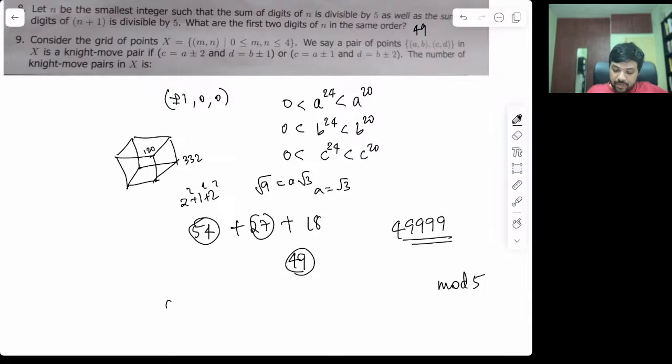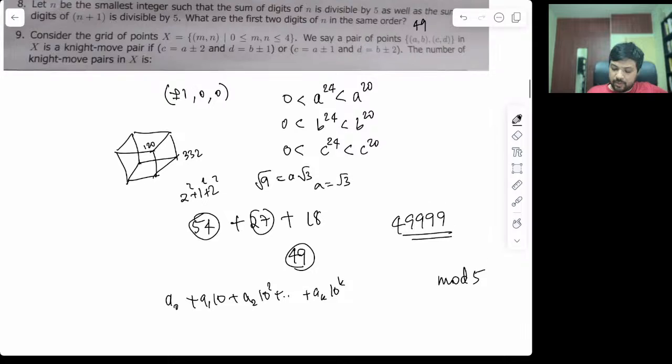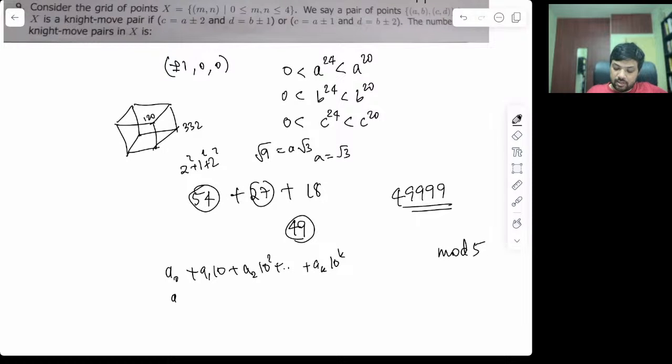In principle, you should really take a0 plus a1 times 10 plus a2 times 10 squared up to ak times 10 to the power k, some k-digit number. Then you add 1 to it. But then when you add 1 to it, the digits will change entirely. If I write like this, I don't know if it's useful. It's divisible by 5 would mean what? The sum of the digits is divisible by 5. What does that mean actually? It means a0 plus a1 plus a2 plus up to ak is divisible by 5.